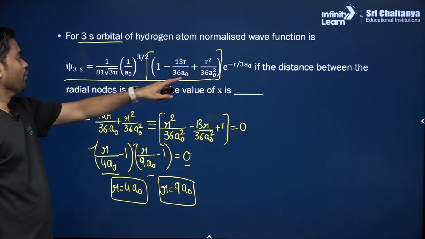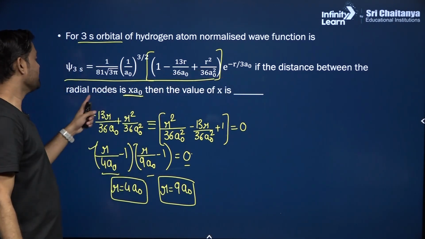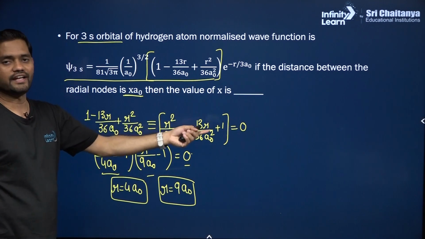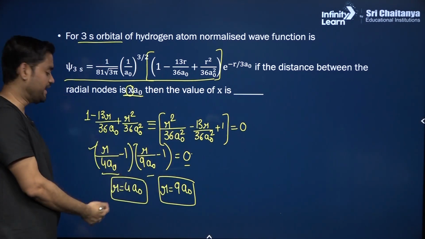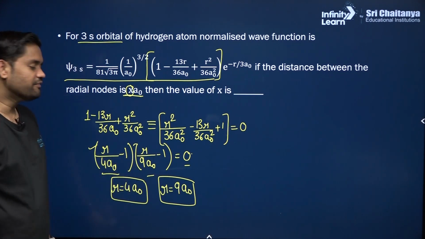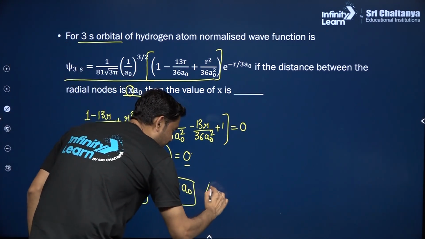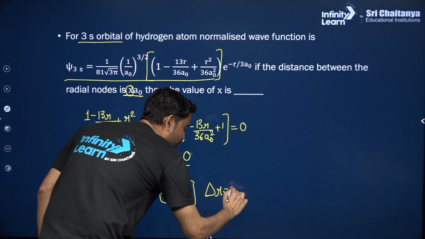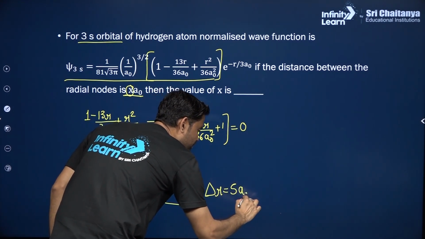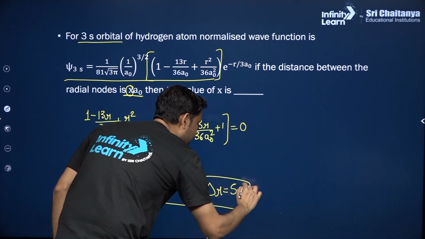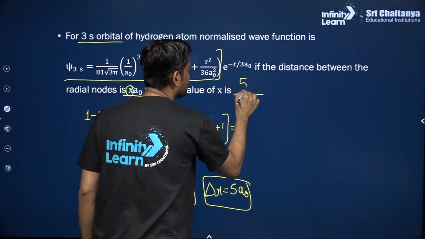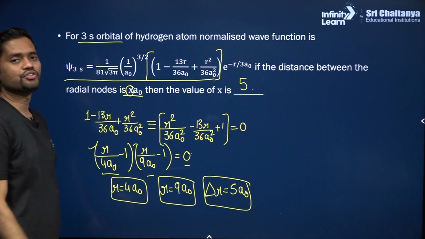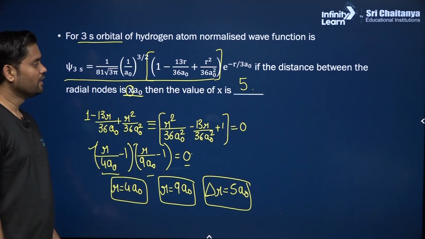Okay, then if the distance between the radial nodes is x a naught, then the value of x, the difference between them, 9 minus 4, is 5a naught. That is delta r, the distance between the two nodes, it is 5a naught, and hence the x value comes out to be 5. So we'll go with answer 5. For this question you have to type 5. Next question.